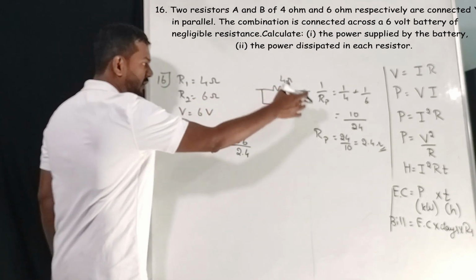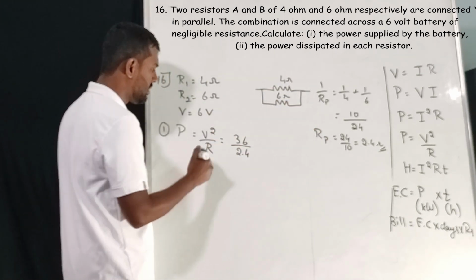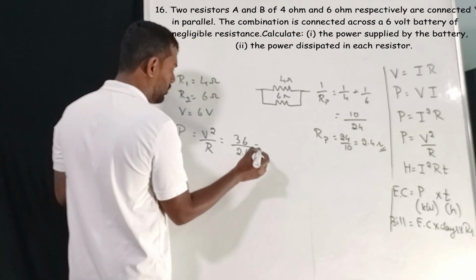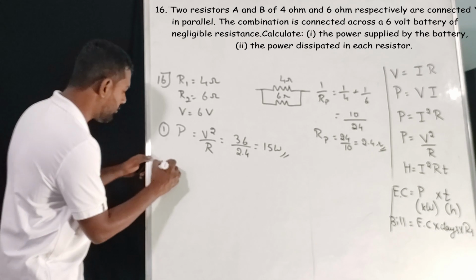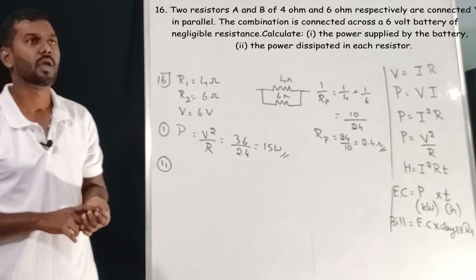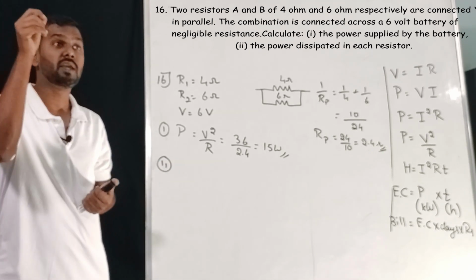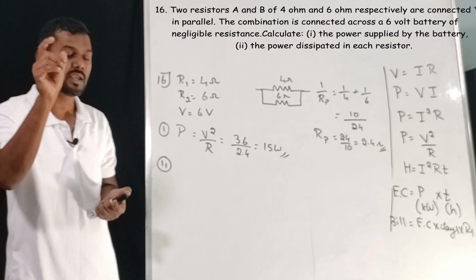Now these two are in parallel, so we have to find the parallel answer. 36 divided by 2.4 will be 15 watt. That's it. Now we'll go for the second sub question: power dissipated in each resistor.